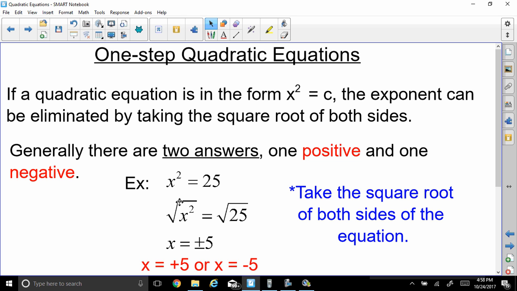If we take the square root of both sides, the exponent of 2 and the square root are opposites. They cancel each other out, leaving us with just the letter itself, just the x. And over here on the right side, we have a square root sign around the number, which is 25 in this case, and we take the square root of 25, which is positive or negative 5. So take the square root of both sides of the equation.